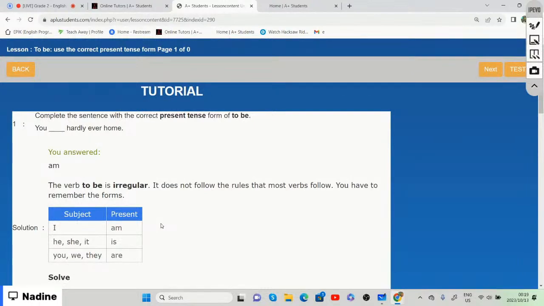All right, so now we're going to complete the sentence with the correct present tense form of to be. We're either going to choose am, is, or are to complete our sentence.